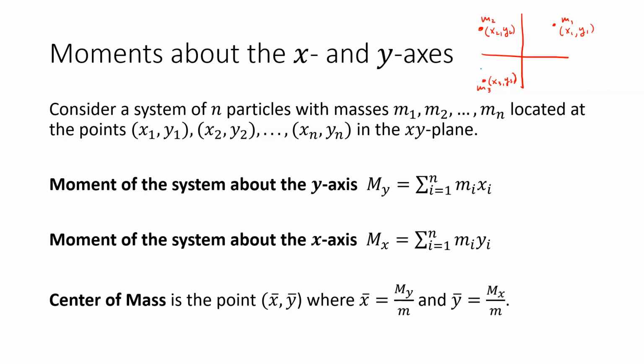So if I am looking at the moment of the system about the y-axis, which we're going to call My, I need to sum up their individual distances to the y-axis. Here the distance from m1, the first mass, to the y-axis will be x1. The distance from m2 will be x2, and from m3 will be x3. So we're summing up the mass times its x-coordinate to get the moment about the y-axis.